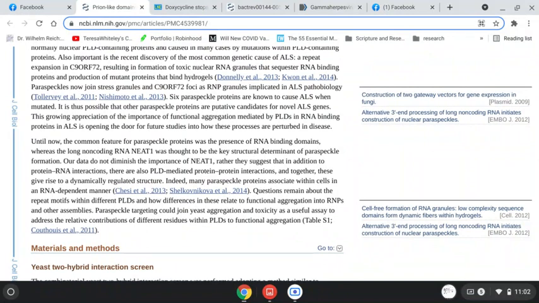Indeed, many paraspeckle proteins associated within cells in an RNA-dependent manner. Questions remain about the repeat motifs within different prion-like domains and how differences in these relate to functional aggregation into RNPs and other assemblies. Paraspeckle targeting could join yeast aggregation and toxicity as a useful assay to address the relative contributions of different residues within PLDs to functional aggregation.